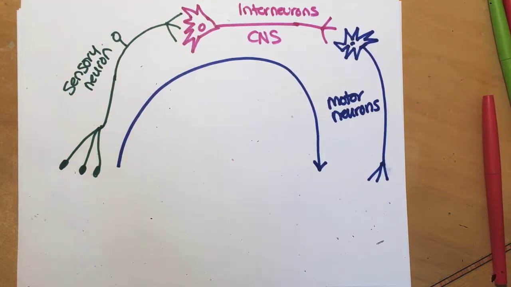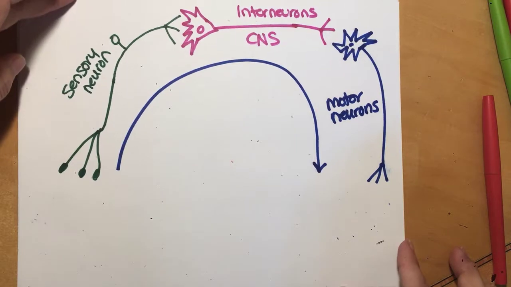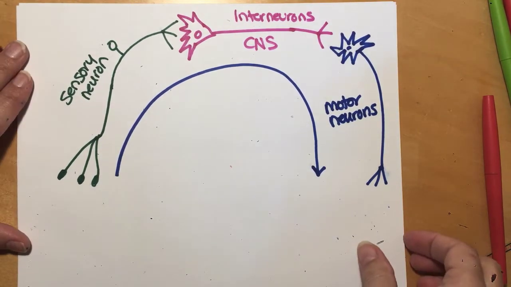All right, that's it for the divisions and the types of neurons. Come on back for the next one where we will talk about what an action potential is.